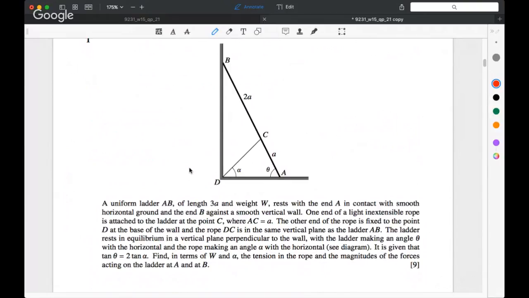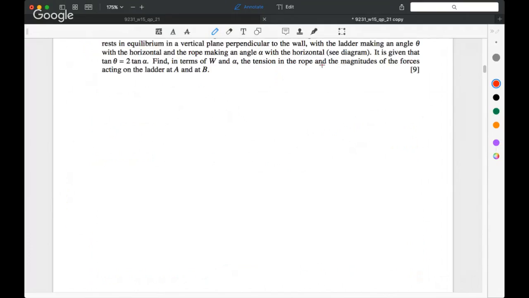Yeah, the important information really is that tan theta is 2 tan alpha. So those two angles they give you, that's really important information. That's how I'd start the question, just by writing something down like that, because you know it's going to be really useful. So: tan theta equals 2 tan alpha.